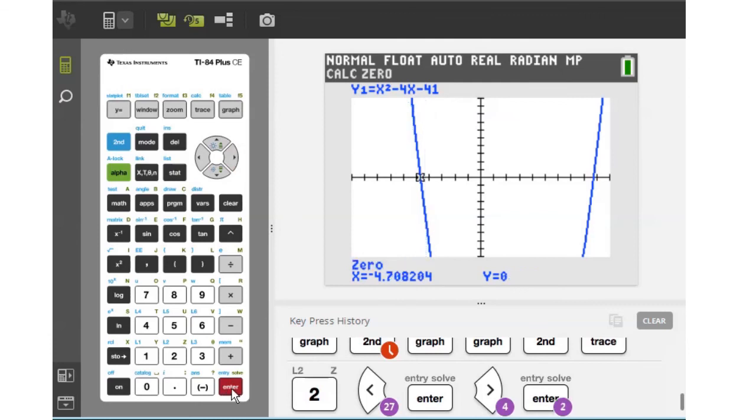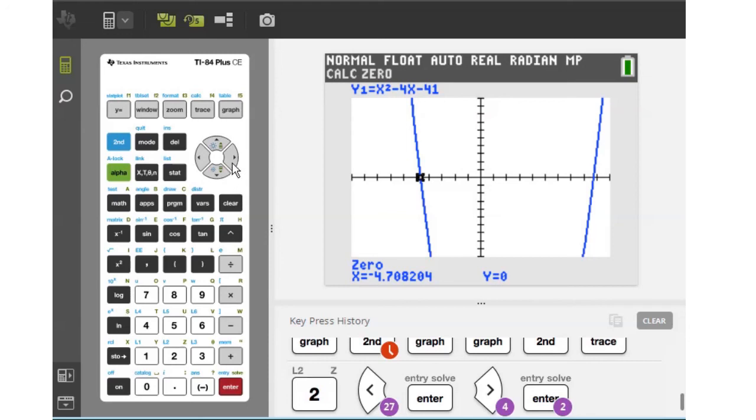And x equals negative 4.708204, which is close to what we had when we calculated 2 minus 3 radical 5. Now, I'm going to get the second value here on the right.